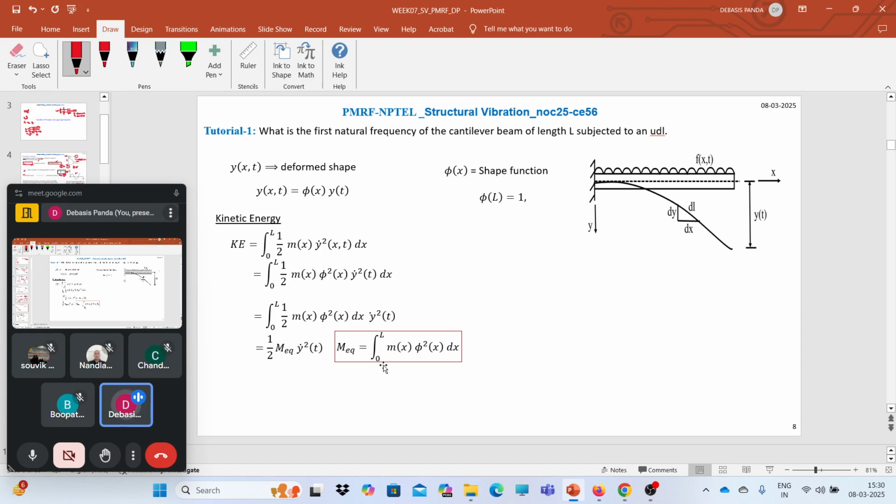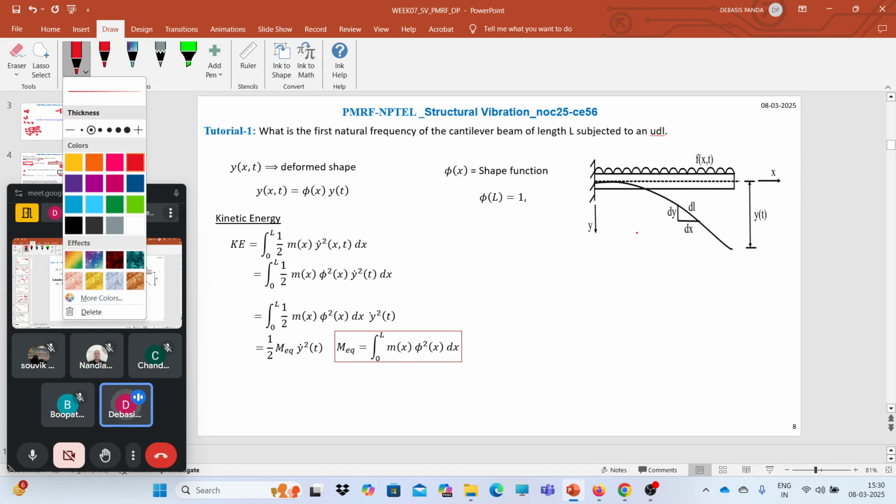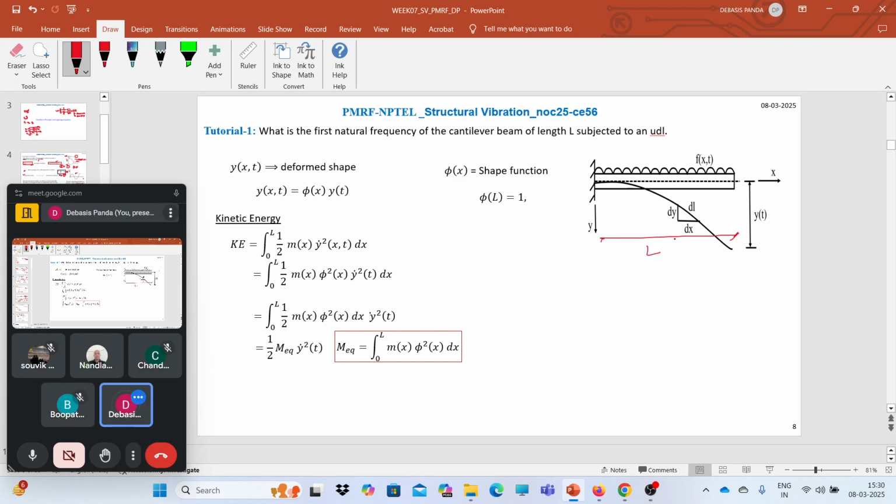But first, say we have a cantilever beam like this, subjected to a UDL across its entire length, say L. Now recall the definition of degree of freedom. If we want to specify the deformed shape of this cantilever beam, how many degrees of freedom do we need? If we consider all the points, all of them possess some mass, so we would need an infinite number of degrees of freedom. That is possible but time consuming and computationally heavy.